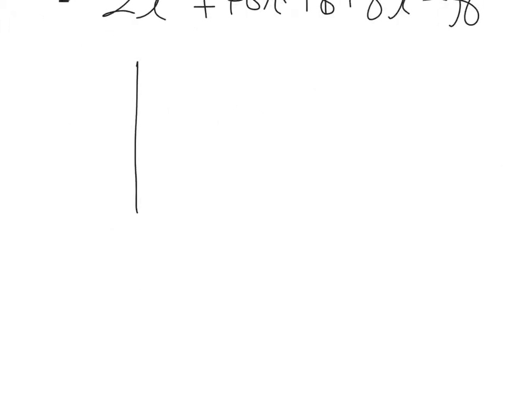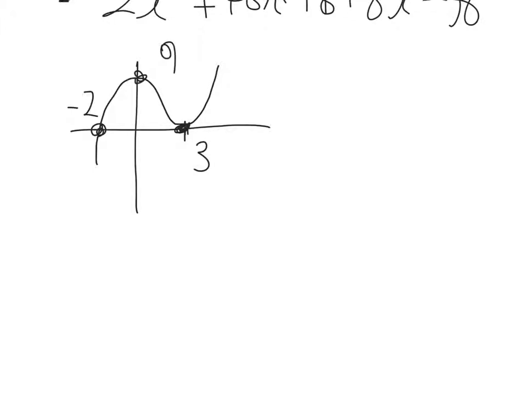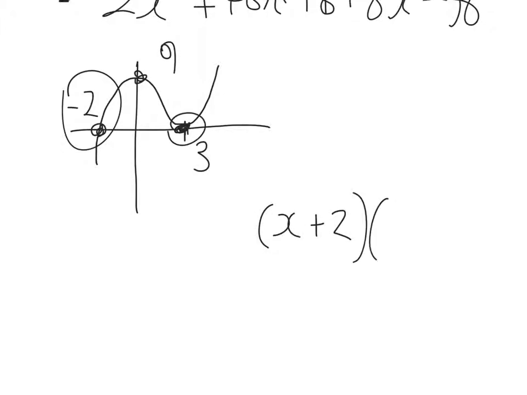Next one, I'm given a curve like this, where we've got a point of equal roots at 3, and we also cut the x-axis at -2 and cut the y-axis at 9. So the bracket, which I'll get from a root of -2, will be x plus 2. And from 3, it will be x minus 3.